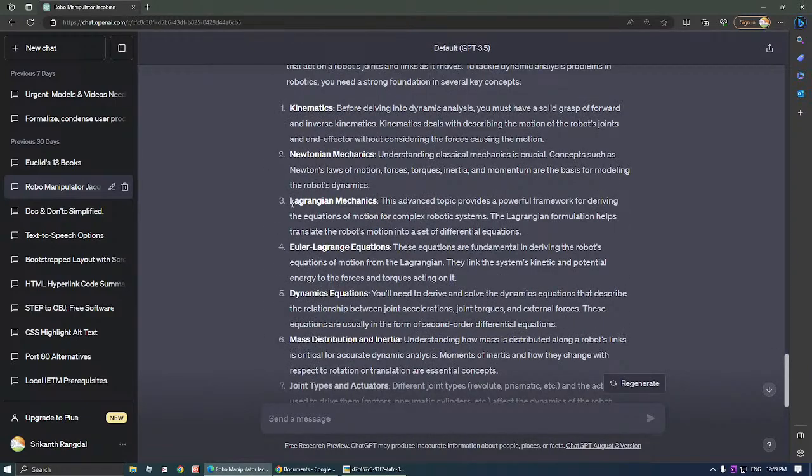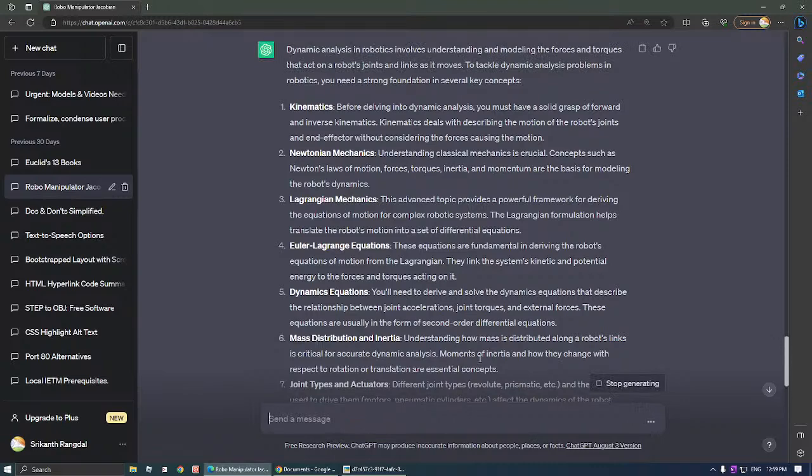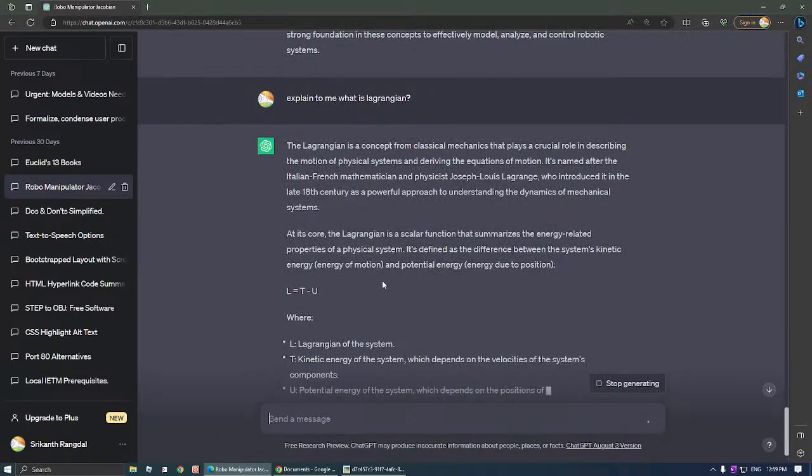So the best part I think I should start with is the Lagrangian mechanics. So let's try to understand the Lagrangian. Explain to me what is Lagrangian. Okay. Let's see if you're able to understand this. It's going to be complex, of course, but I'll try to understand it at least.